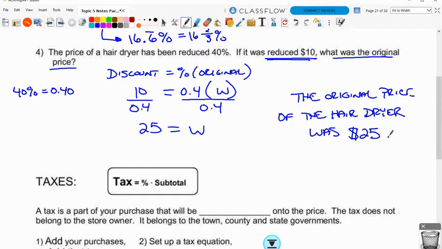Okay, so read the questions carefully, fill in the pieces that you know. In this case, we were looking for the whole value, which was the original price, and we came up with an original price of $25.